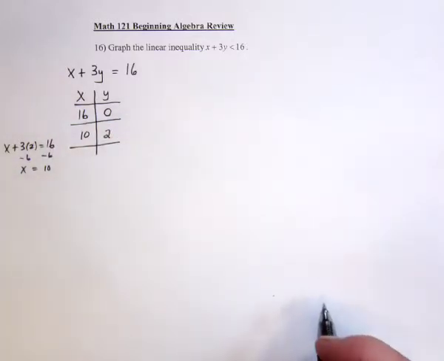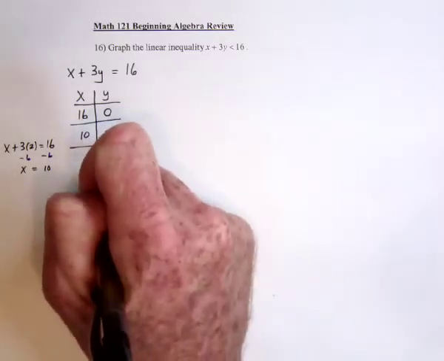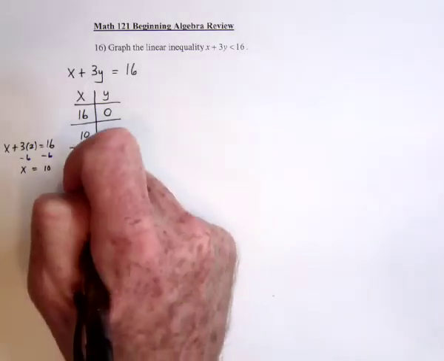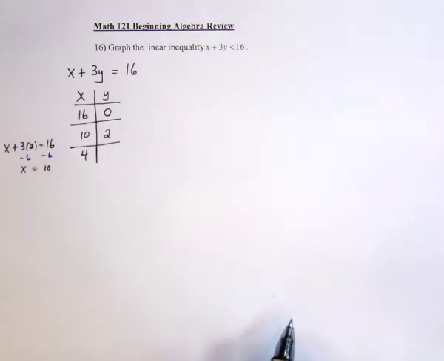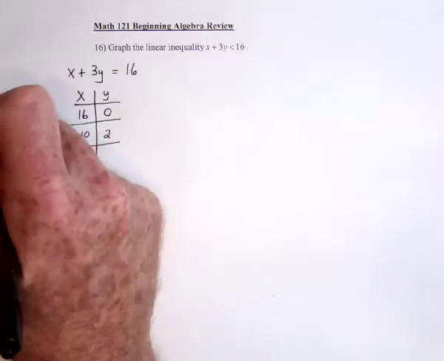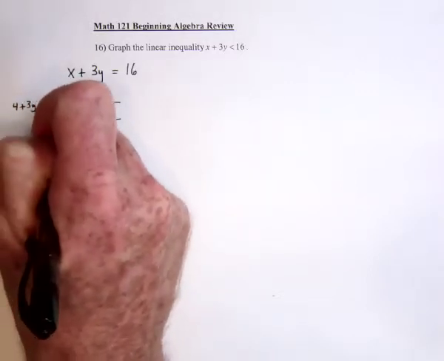And then what about, these x's are sort of big. Let's get one more where x is not so big. Let's go 4. You can pick whatever numbers you want. You pick one number, you plug it in, you find out what the other number is. So I'm going to pick x equals 4. Then the equation would look like 4 plus 3y equals 16.